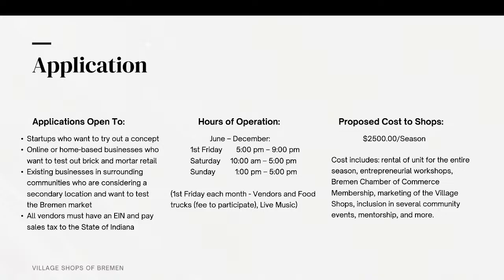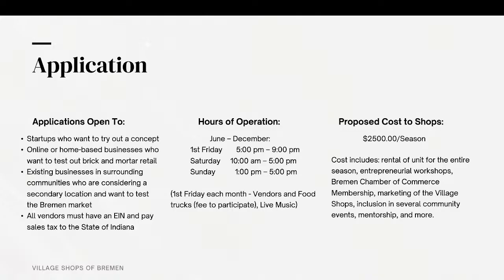But running either end of May or beginning of June through the 2nd or 3rd week of December, the shop owners would be required to be open every Saturday and Sunday. So if you can't be there, your store has to be open. You would have to pay somebody to come and work it.